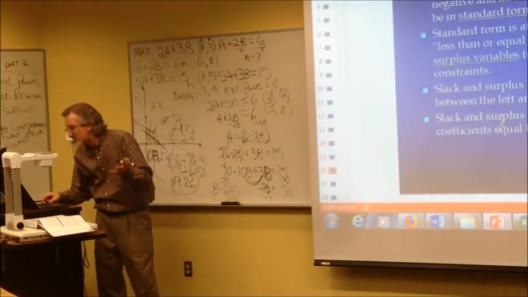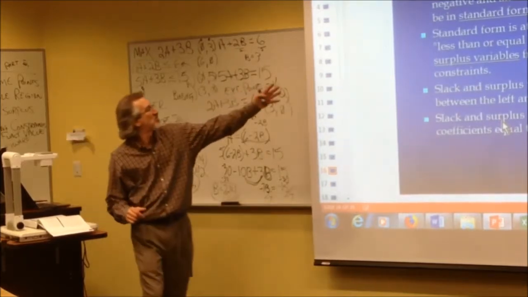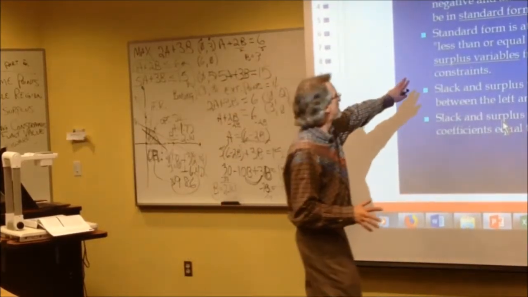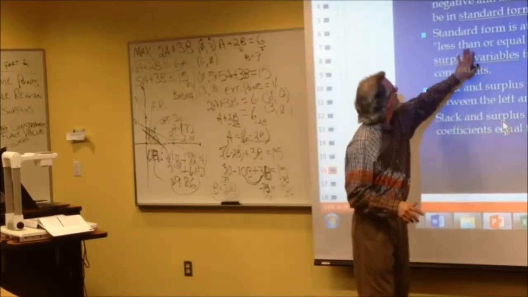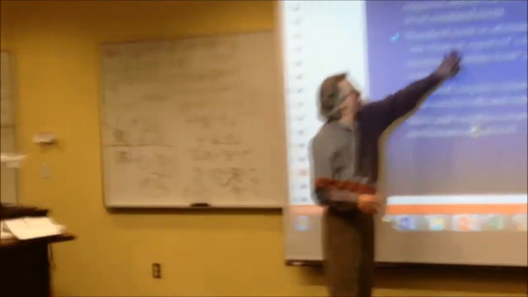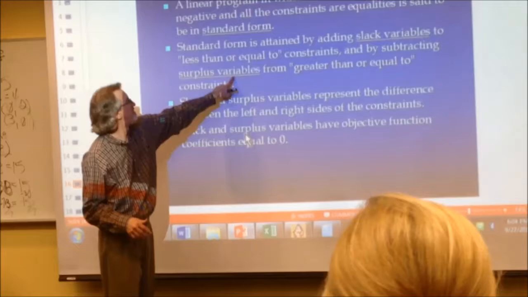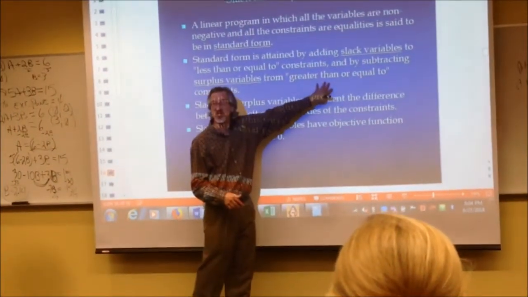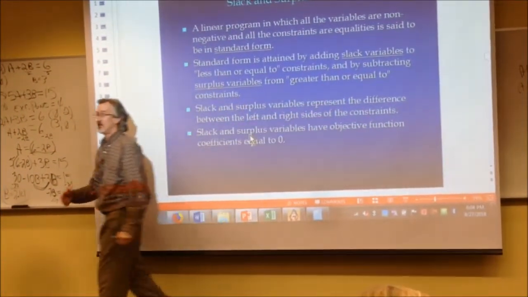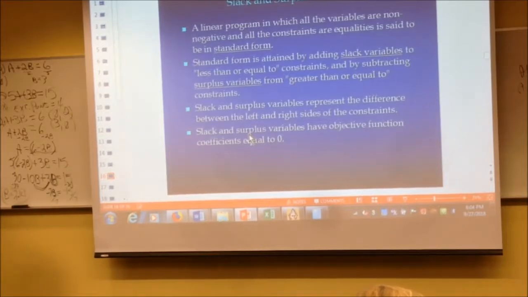Just kind of show you what it says in here. Here's your slack and surplus. Okay, slack variables are the constraints that are less than or equal. Surplus are greater than or equal. So there's that to kind of help you remember that while you're taking the quiz.